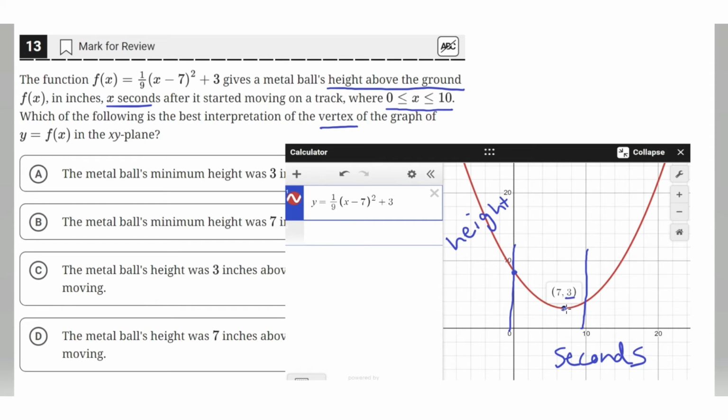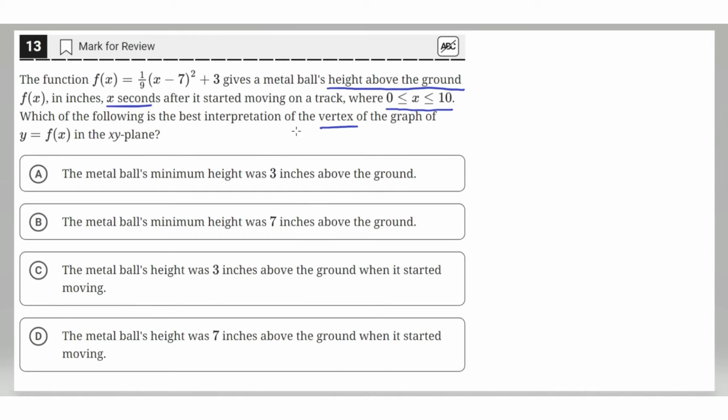And after 7 seconds, the function's height here starts increasing again, which means that at the vertex here, we reach the minimum height of 3. So after 7 seconds of the ball rolling on this track, we reach the vertex, which we can see from this parabola here is the minimum height of the function. So we can use that to answer the question of how to interpret the vertex. So after 7 seconds, the ball reaches its minimum height at the vertex, which is what answer choice A says here, that the ball's minimum height was 3 inches above the ground.